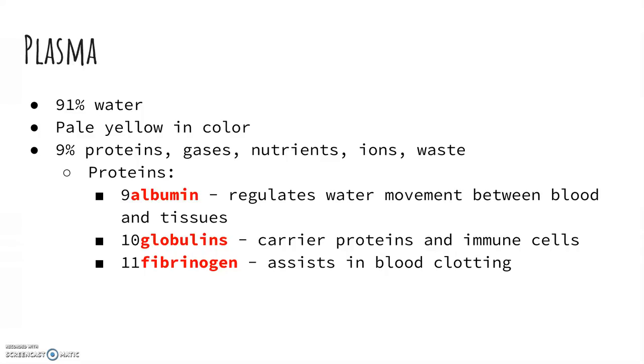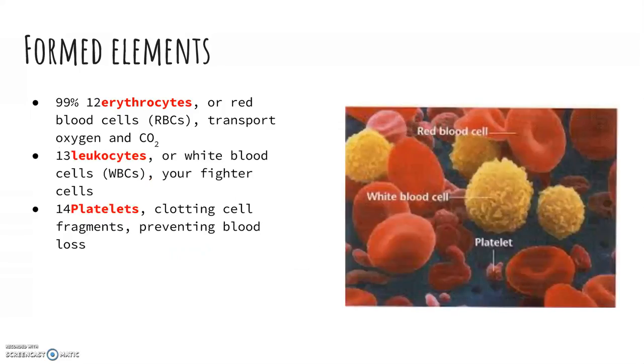So 9% of your plasma would contain your proteins, gases, nutrients, ions, waste. And in that you've got albumin, globulins, and fibrinogen. Albumin helps to regulate water in your tissues and blood. Globulins are carrier proteins and your immune cells like hemoglobin and immunoglobulin. And fibrinogen is a component that assists in your blood clotting, and we'll talk about that in a bit.